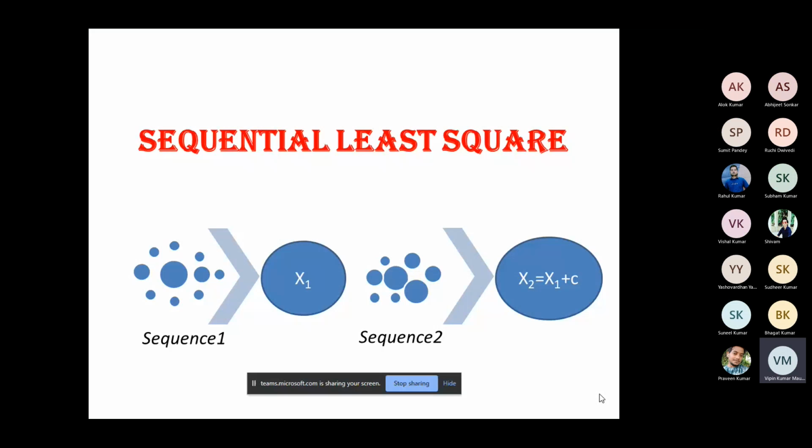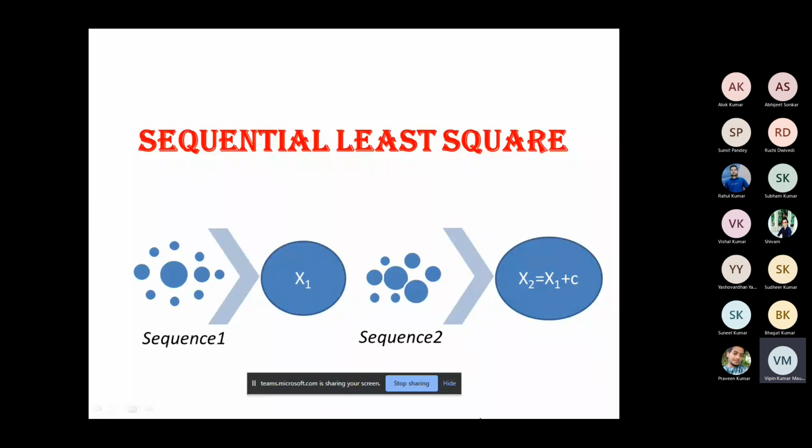Estimate. For example, in this image we have some data, sequence 1, and using the least square we have got one estimate, x1. Suppose at the next time you get more observations, which we call sequence 2. What should be our objective? Our objective is to get a correction value, or some extra value, that I have to add to the previous estimate.